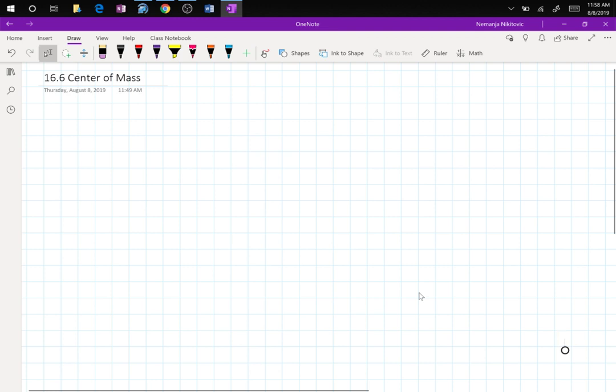This is section 16.6 on center of mass. It is a very short section. We are learning formulas, and then you will just use whatever appropriate integration needs to be used regarding the shape you have to solve the problem.